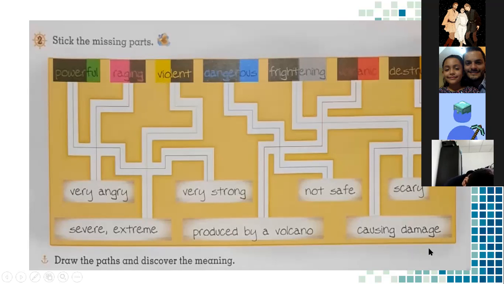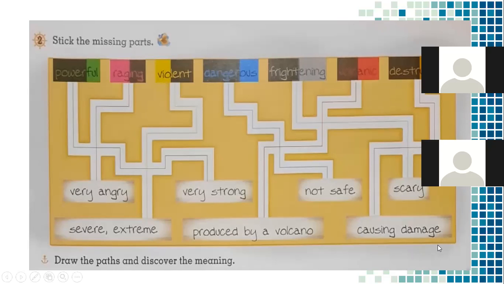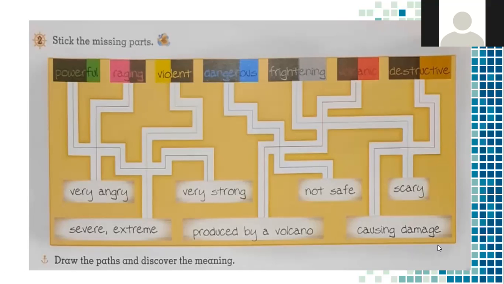I give you some minutes, yeah? And you paste the different stickers for forming the adjectives. This one we call long adjectives. Okay, why? Because these adjectives have three or more syllables. For that reason, we call them long adjectives because they have three or more syllables. Okay, excellent.